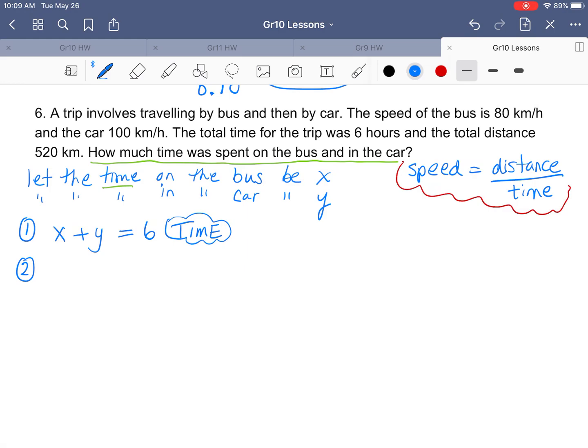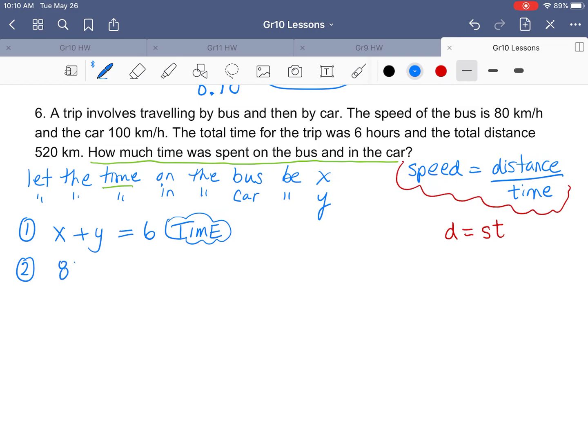And then our second one, we're actually going to use distance. So we are going to go over to our speed equation in the corner, and we are going to rearrange for distance. And I'm just going to use letters here. But if we arrange for distance, distance is going to be equal to speed times time. Now, in our question, we are given the speed, and we already have figured out that we have x and y to represent time. And we have the total distance, right? We're given the total distance is 520 kilometers.